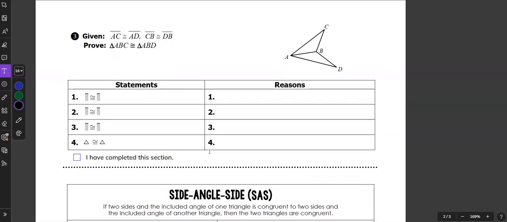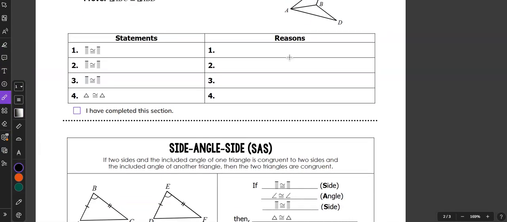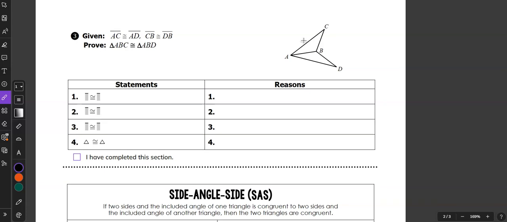Now you'll see this one is technically blank on both sides, but I went ahead and filled in 1, 2, 3, 4 on the reasons for you for the math part, and we can fill it in. So again, we're going to go through what they give us, and then we're going to mark it on our triangle picture here. First of all, they tell me that AC and AD are congruent. CB and DB are congruent. And then we know that AB is congruent to itself. That's always true.